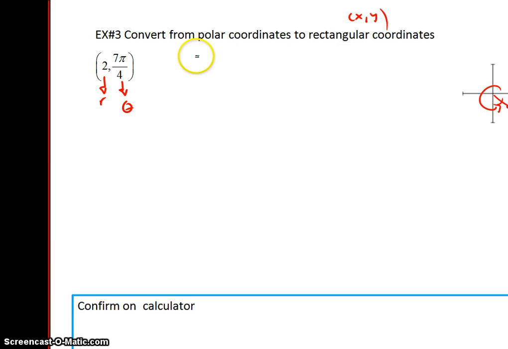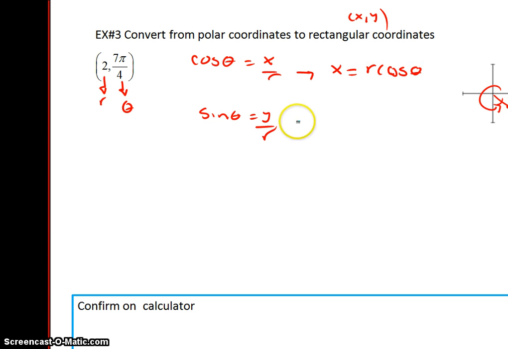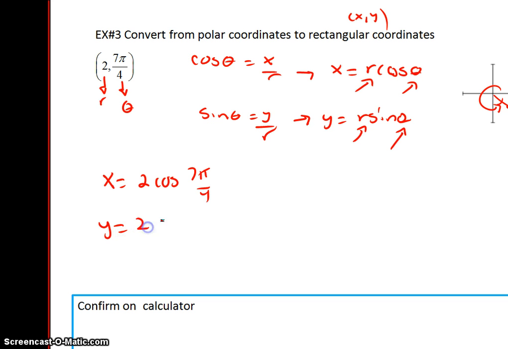Okay, when we convert this, we're going to do similar things. We need an x and a y, and I know that cosine of theta is x over r, and sine of theta is y over r. If I solve for x, multiply both sides by r, x is r cosine theta, and y equals r sine theta. So I have an r and a theta I'm going to plug in, and I'm going to get my x and my y out. So my x is r, 2 cosine of 7 pi over 4, and my y is 2 sine of 7 pi over 4.